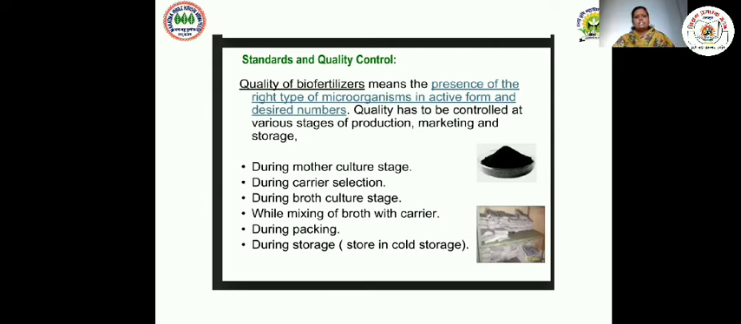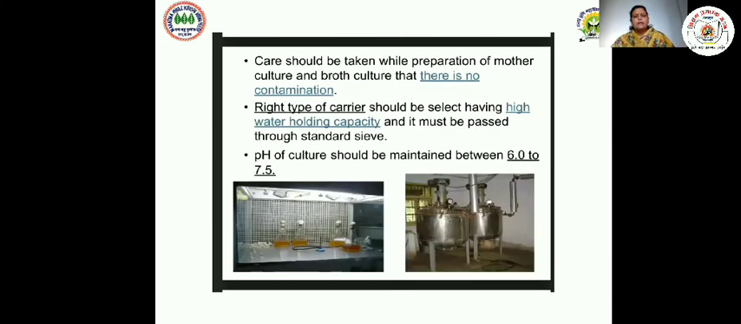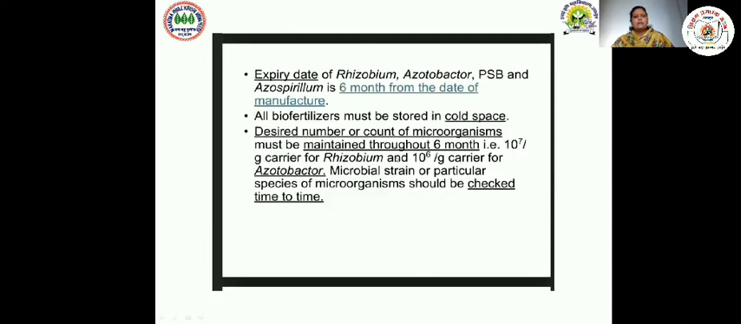During mother culture stage, then during carrier selection, during broth culture stage, while mixing of broth with carrier, during packaging, and during storage. Care should be taken while the preparation of mother culture and broth culture that there is no contamination. Right type of carrier should be selected having the high water holding capacity and it must be passed through the standard sieve. pH of the culture should be maintained between 6 to 7.5.